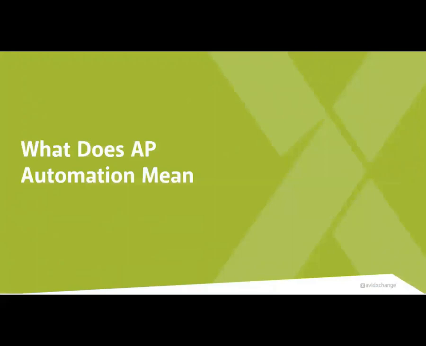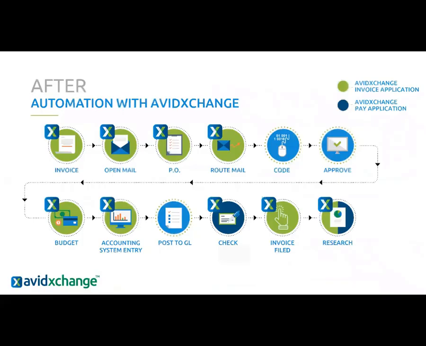So what does AP automation mean for you? Let's take a look. This is what life would look like for automation after you implement an automated system such as AvidXChange. Everywhere you see an AvidXChange logo, this is where software or one of our services can step in to automate that manual task.